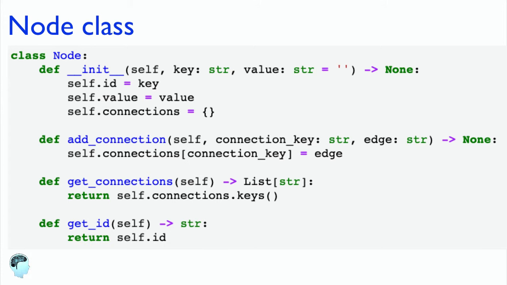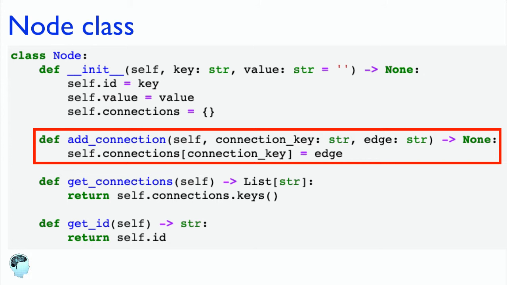Also notice that here I made it really simple. I'm not adding edges as objects. I'm adding a string representation of the edge. That's the reason I created those methods to convert edge to string in the edge class. I'm using string for simplicity here.